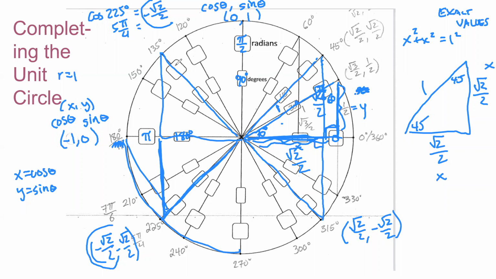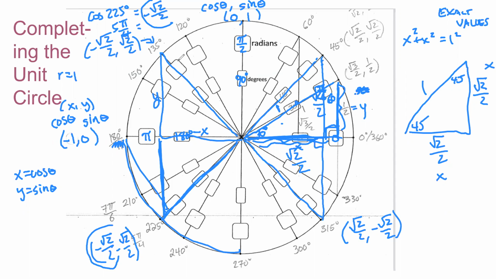And then of course, this one up here is my other 45. So this one is going to be negative root 2 over 2, positive root 2 over 2, right? Because we go negative, this is a negative x, a positive y. So negative, positive. So that's the coordinate for 135 degrees.